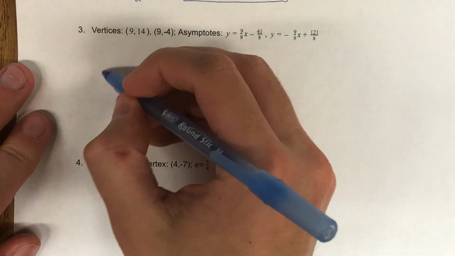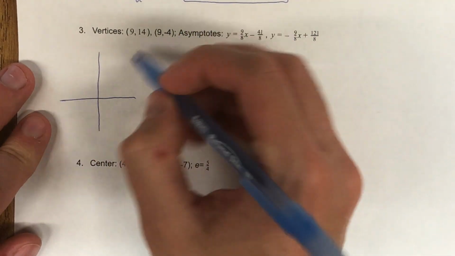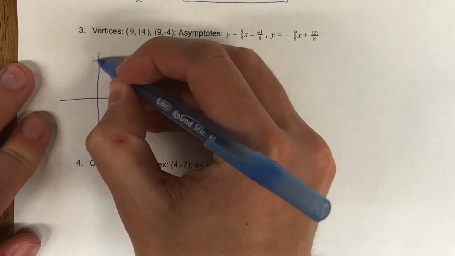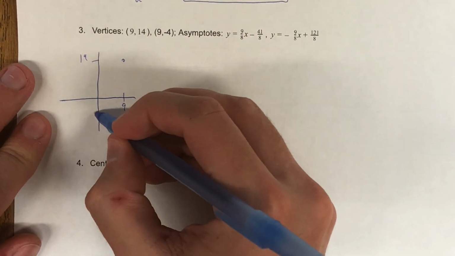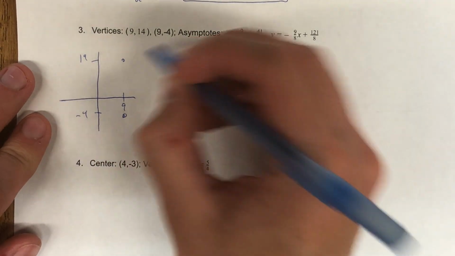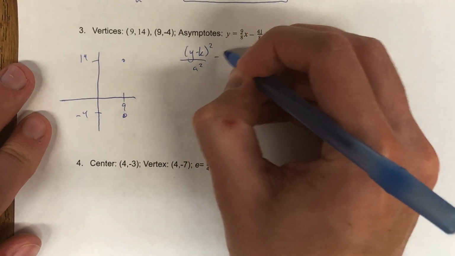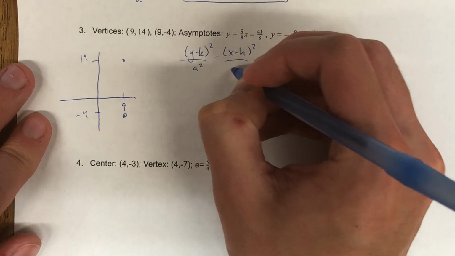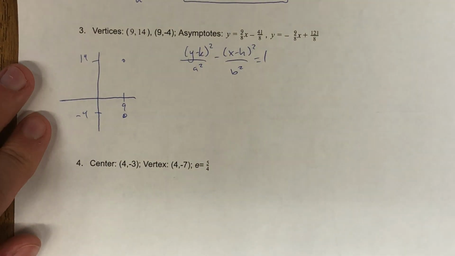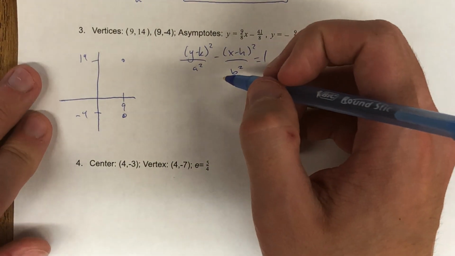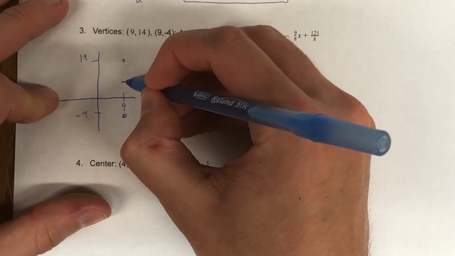Okay, we're back. So let's start with a picture. We have vertices at (9, 14) and (9, negative 4). So it's another vertical hyperbola, so that means I know y squared has got to come first. Our center is going to be directly in between here.